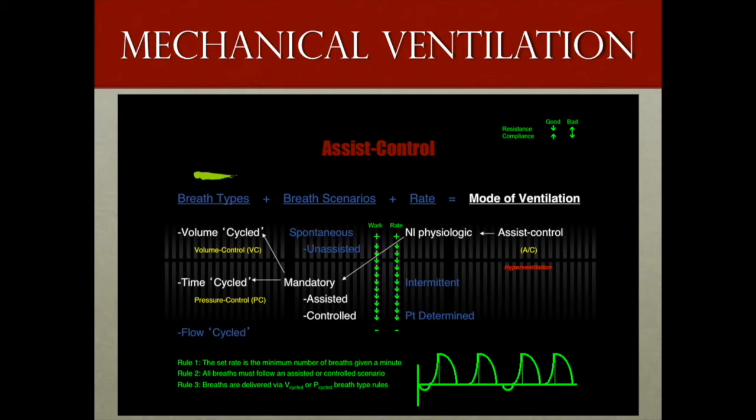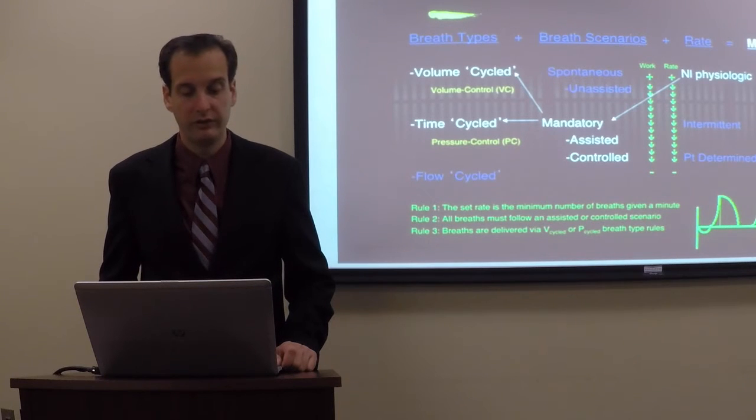In reality, volume control and pressure control are subsets of assist control, and they are determined by the breath type that you use. So 3 rules, one for each aspect of the mode, and the characteristics chosen from the options generate the rules that govern the mode itself. And on the right, we can see an example of assist-controlled ventilation with some breaths being assisted, and this is denoted by their negative inspiratory triggers, and some breaths being controlled, denoted by their absence of negative inspiratory triggers.